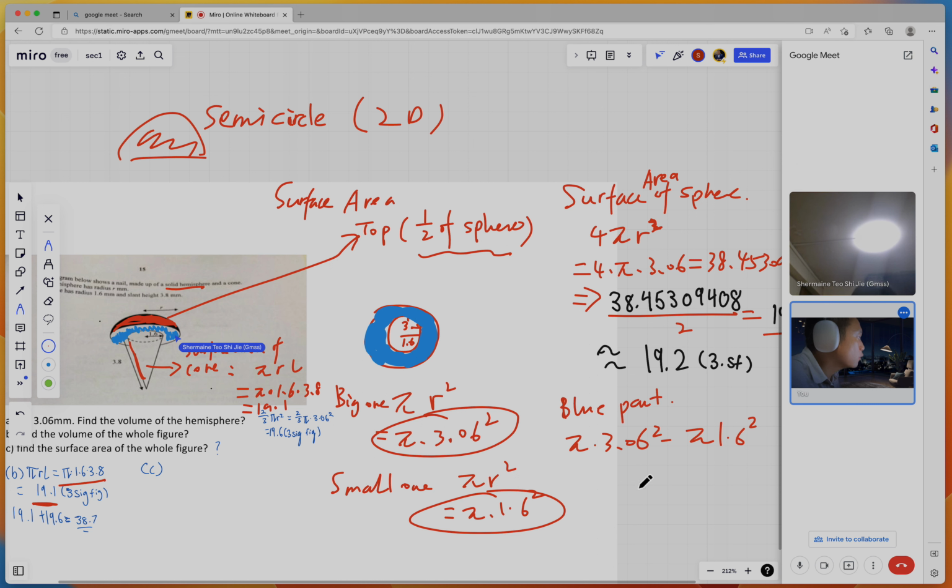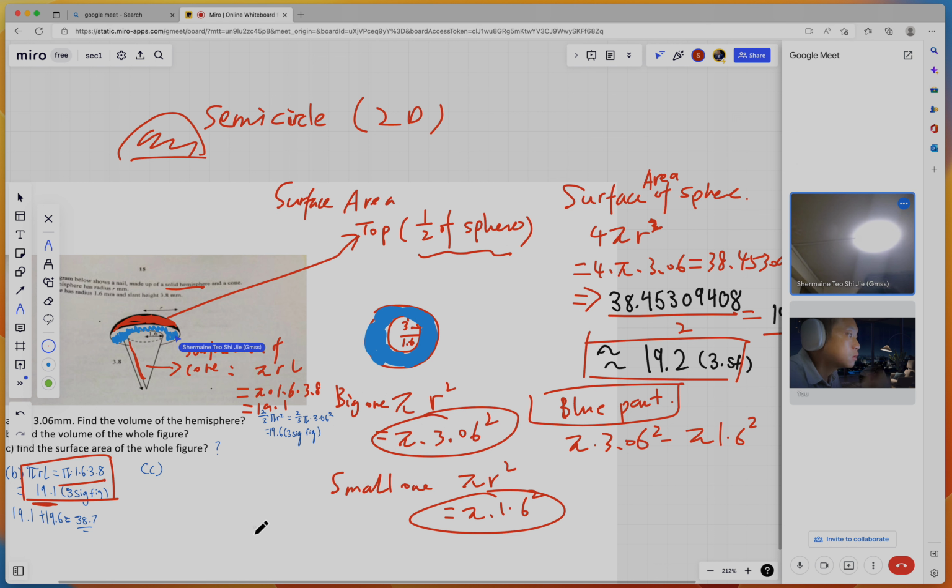So after that, what you do, blue part, add with the 19.2, then add with the cone. So these three add together, you will get the total surface area. Does it make sense? Yes. Does it make sense? Yes. So for this question, we cannot use the top, base, front, back, left, right. We need to shade and then give.